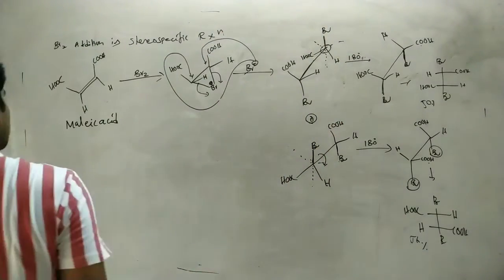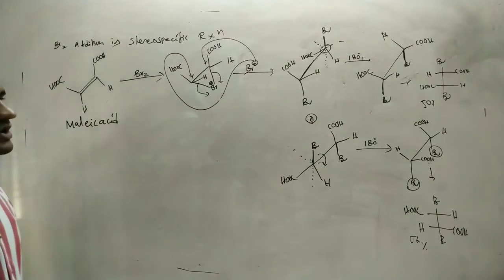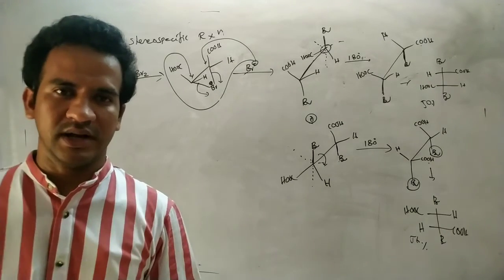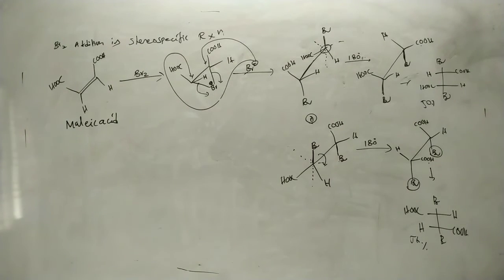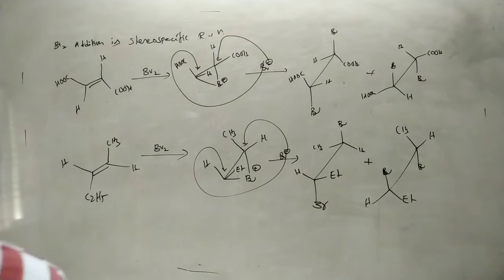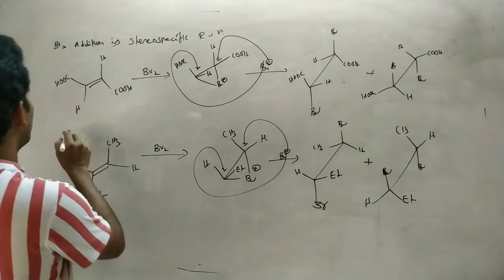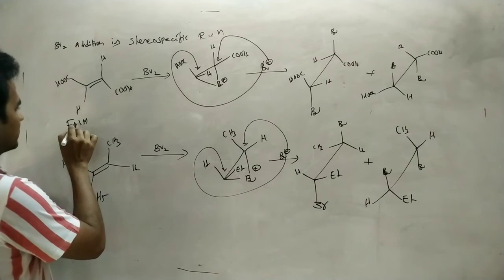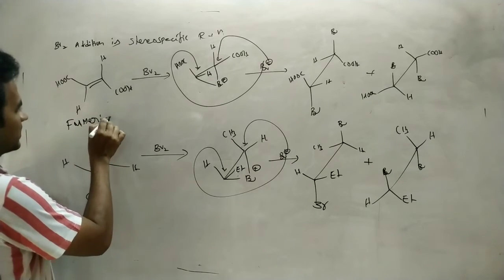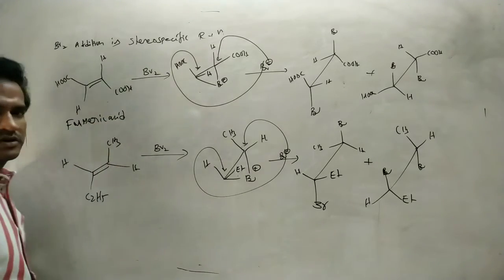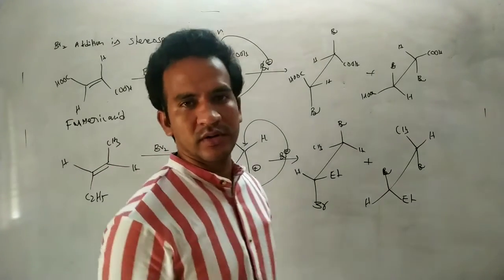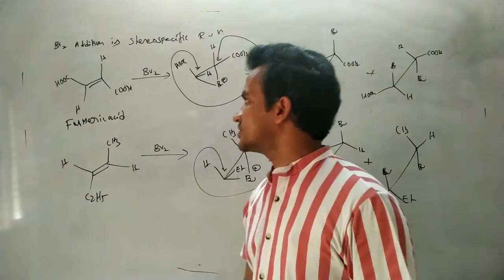Okay, that's it. Now suppose the reaction is with fumaric acid. Let's see. Next, in this case, addition of bromine to fumaric acid. Fumaric acid is a trans isomer, you know that. Maleic acid is the cis isomer. So these two are geometrical isomers of each other.